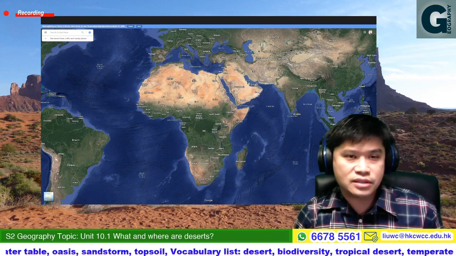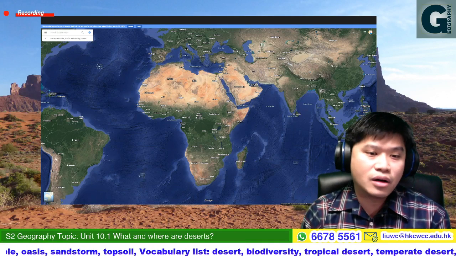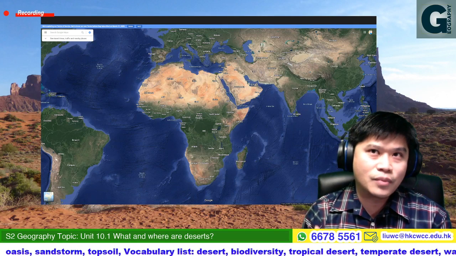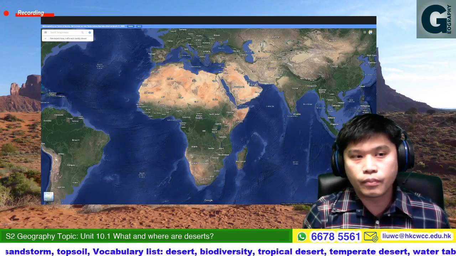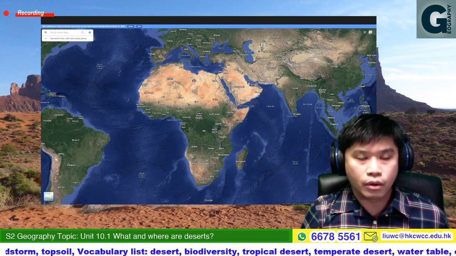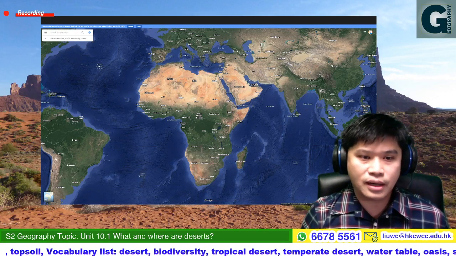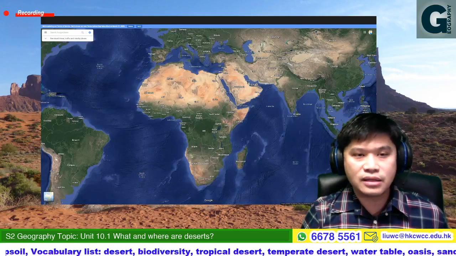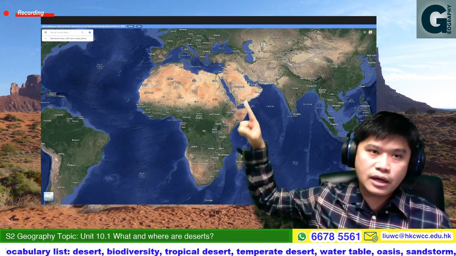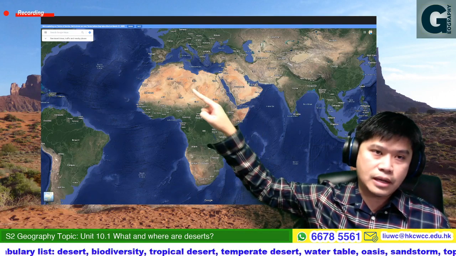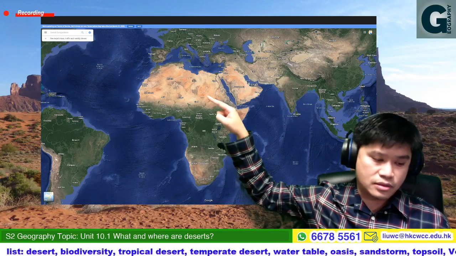Why will there be no deserts in Hong Kong? I always mention it is because in Hong Kong we are under the influence of the monsoon. So there is a lot of moisture, lots of rainfall in the summertime. That's why if the annual rainfall is high enough, there will be no desert. So one example is the Sahara Desert, which is a tropical desert.